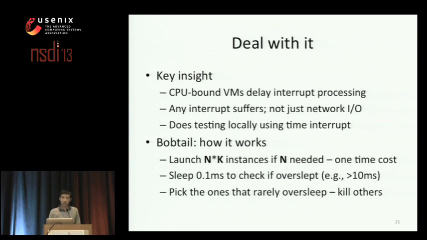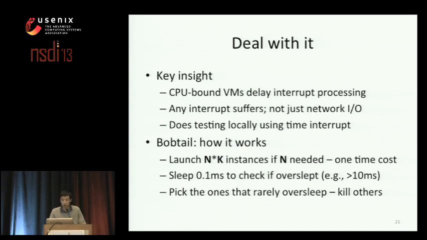And then, in each of these candidates, we run a simple testing program that sleeps periodically, say every 100 microseconds. And then when it wakes up, we see if we overslept, which means the timer interrupt is delayed by the neighbors because of incompatible sharing. Then we can pick those VMs that rarely oversleep to run latency-sensitive jobs, and for the rest, you can keep them for other purposes or just kill them.